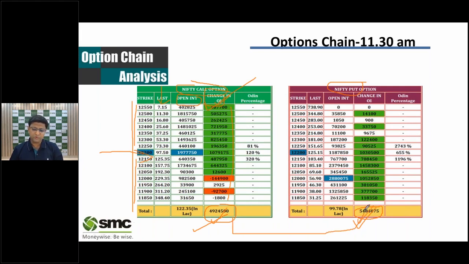Now if I ask you where the retail public's attention is, are they more towards bearish or more towards bullish? What is the bias of the retail participants as per this option chain data? The answer would be they are more towards put options. The open interest of puts is 54 lakh and calls is 49 lakh. So the retail participants are biased towards put options.